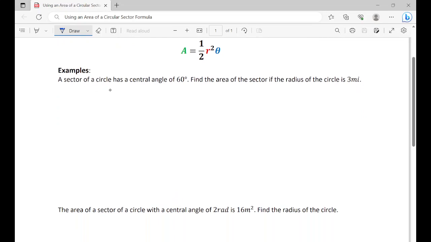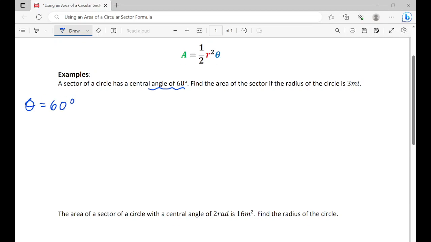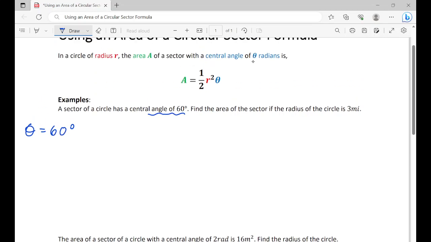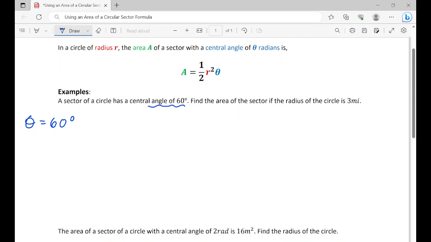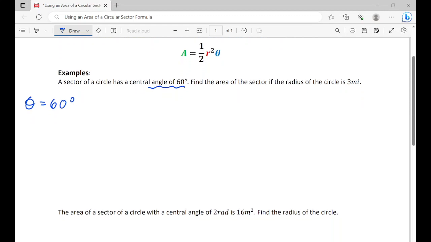A sector of a circle has a central angle of 60 degrees. Find the area of the sector if the radius of the circle is 3 miles. So let's pick out what we know. Central angle of 60 degrees, so theta equals 60 degrees, but don't forget that theta has to be in radians. So while we have what theta is, we need to convert it to radians.